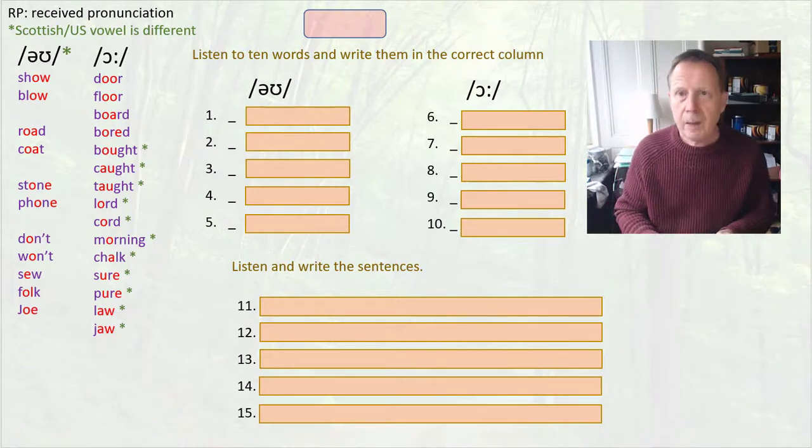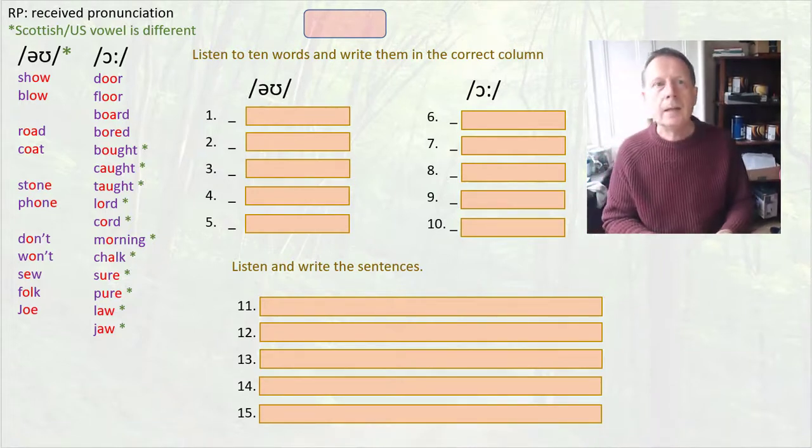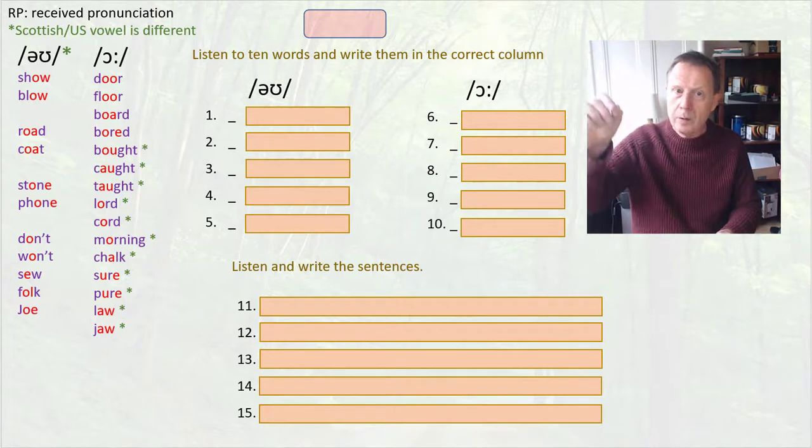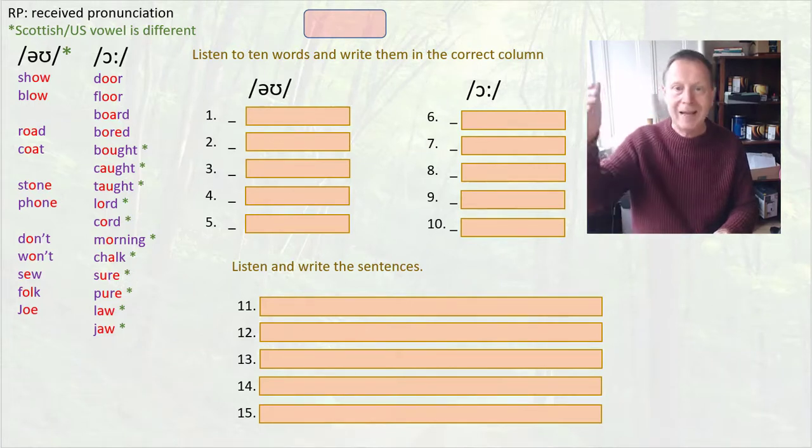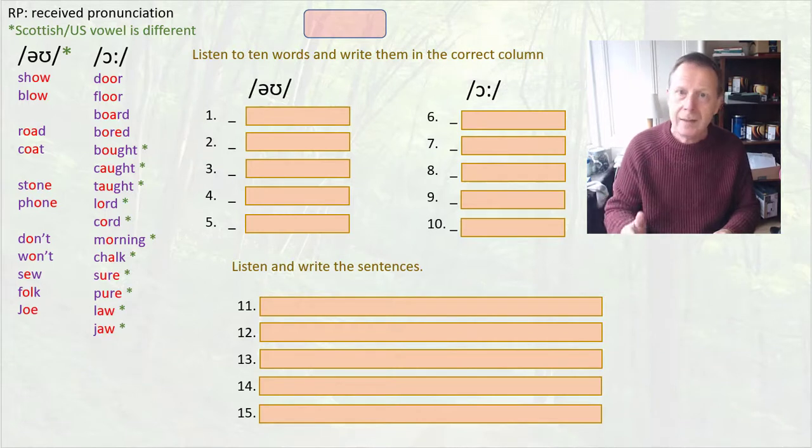So find a piece of paper or something to write on and you can make a list, 1 to 15. Now the numbers 1 to 10 are going to be individual words. So listen and write down the individual words and think about the spelling. And then we come to 11 to 15, which will be sentences containing these two vowel sounds, these two phonemes. So again, pay attention to the sounds and the spelling.